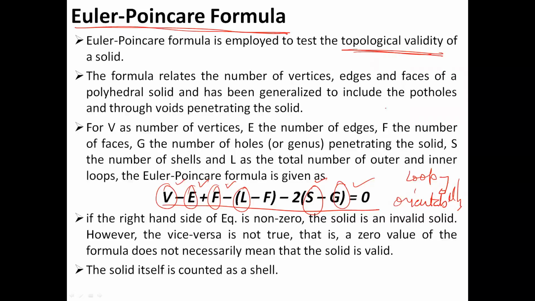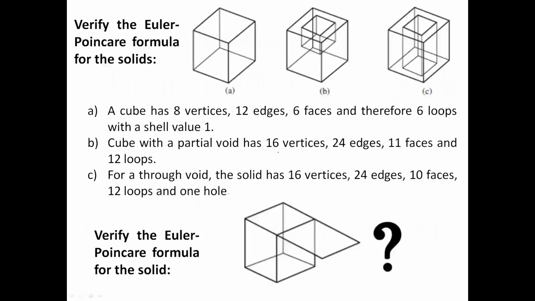So generally the value of S will be either 0 or it will be 1. If you find that it is not a topologically valid thing, generally the value of S will be 0. Otherwise the value of S will be generally 1. Okay? So this is the formula that we need to apply. So let us take a very simple example.